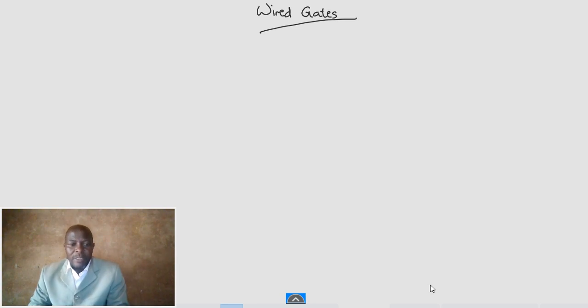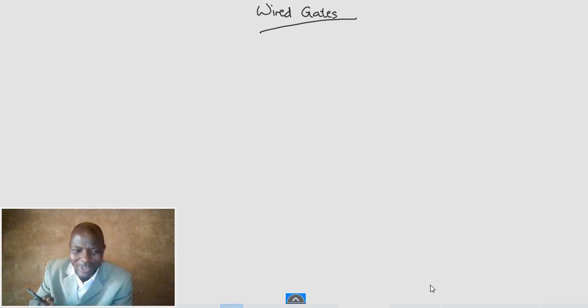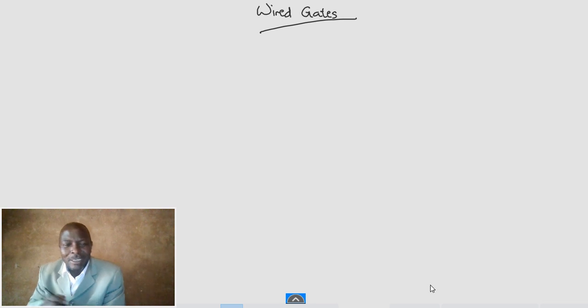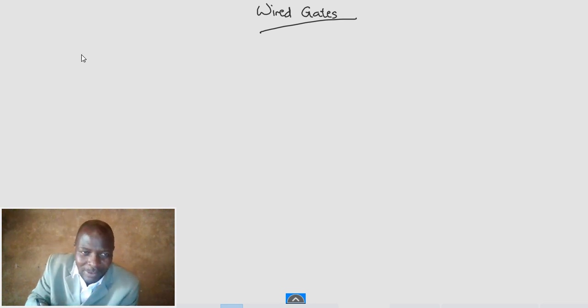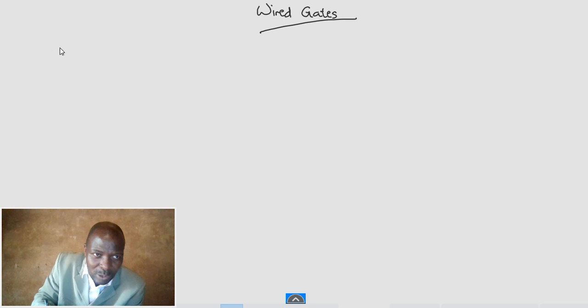Okay, we've dealt with gates at length. Now we're going to introduce other gates. It's just a different wiring of gates. In fact, it's actually a little bit of a pun. It's wired gates. All right, we're going to present wired gates now. What are these wired gates?